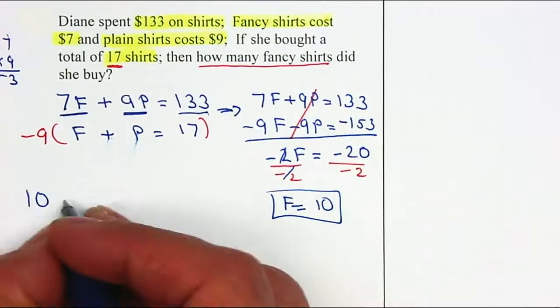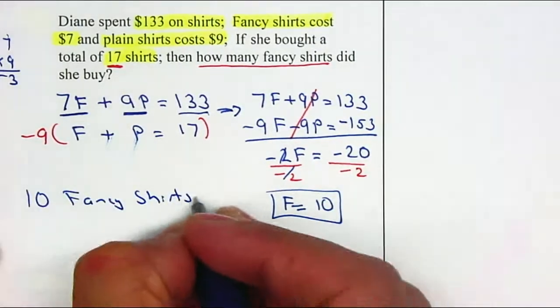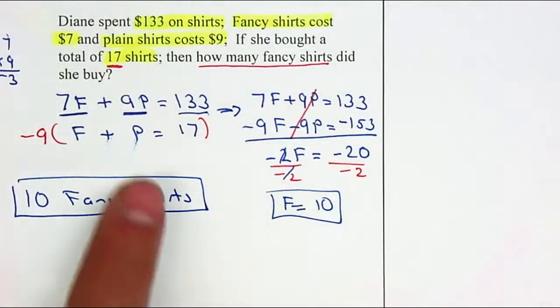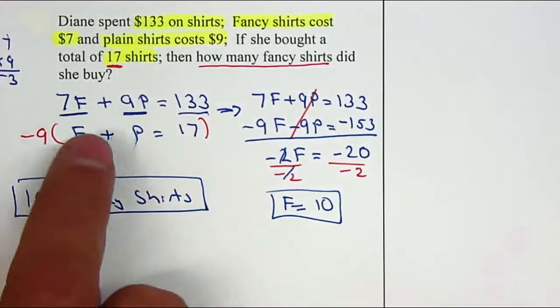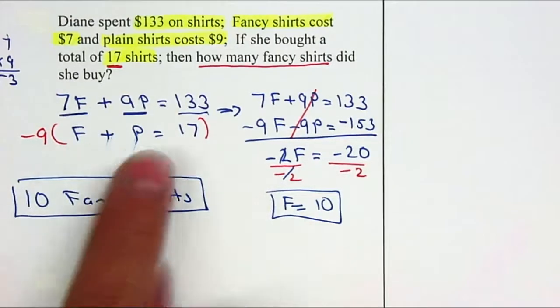Therefore, we have 10 fancy shirts that Diane bought. Remember, if you by any chance cancel the F's, then you'll get a value of P, and then you just have to substitute in here to find your value of F.